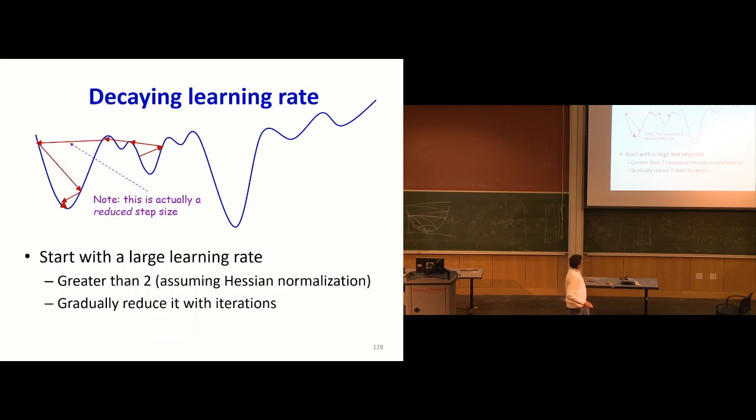So what you really want is a learning rate that initially is large enough that you're actually diverging within any local regions, but then the learning rate keeps decreasing. So when that happens, your learning rate is going to make you bounce off this local minimum. And then when you get to a large enough bowl, eventually your learning rate is going to become small enough that you'll find the minimum of that large enough bowl. So you want to start with a large learning rate, typically greater than 2, assuming Hessian normalization, and then gradually reduce the learning rate with iterations.